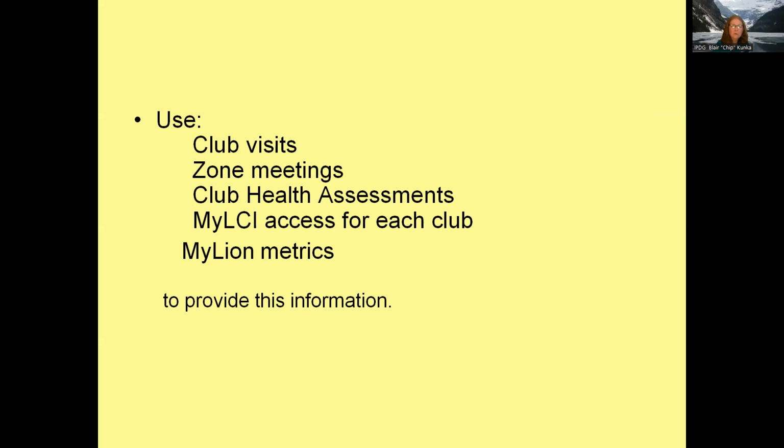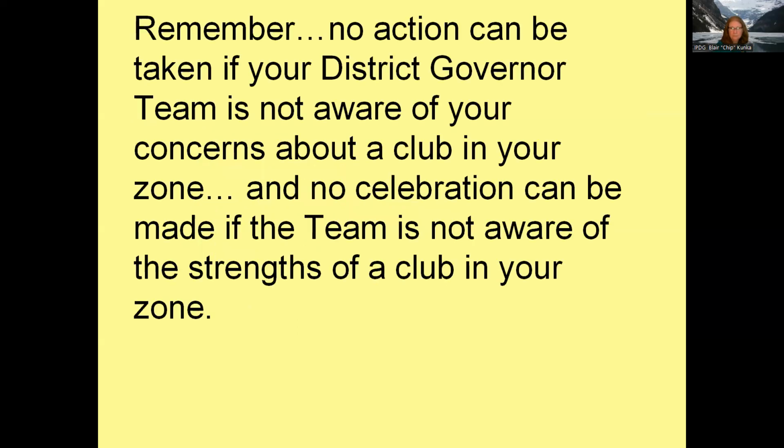The other thing that you can use is your MyLion metrics, and you can take a look at the type of service projects the clubs are doing and the number of hours. And with this information, you can summarize it for your district governor team. Remember, no action can be taken if your district governor team is not aware of your concerns about a club in your zone. And no celebration can be made if the team is not aware of the strengths of a club in your zone.